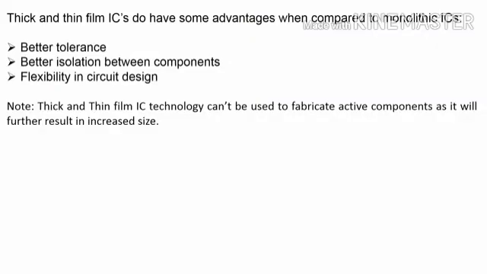Now, let us go to the advantages of thick film and thin film ICs compared to monolithic ICs. First, it has better tolerance. You can control the thickness, right. Better isolation between components, flexibility in circuit design, right. However, thin film or thick film can be used to fabricate active components, but it will result in increased size. It is not that it cannot be used, but it will result in an increase in size.